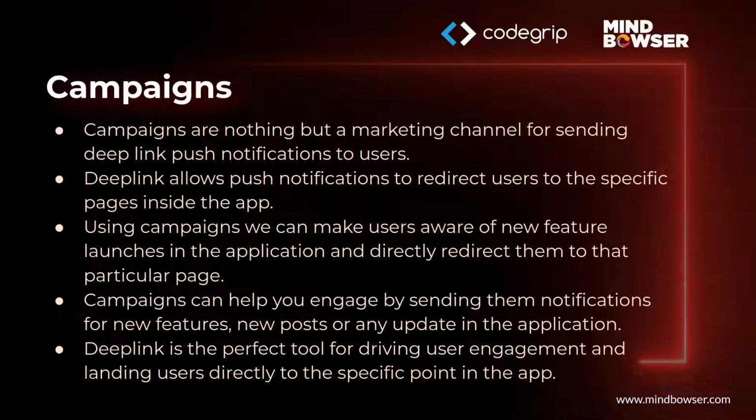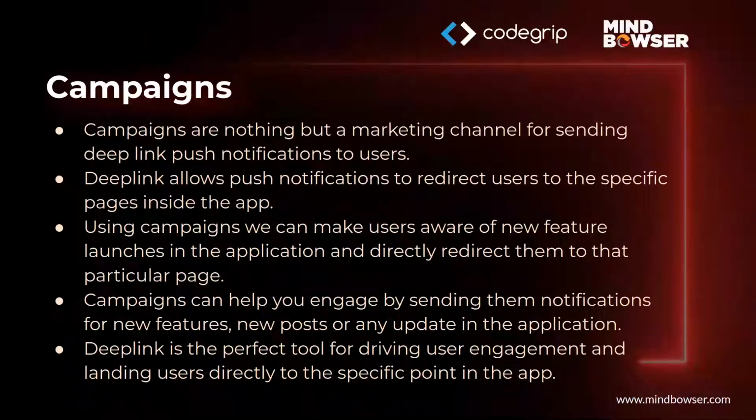Using campaigns, we can make users aware of a new feature in the application. With the help of deep link, the user can be redirected directly to that particular page. So what does the campaign do, and how does it help the business and the application to grow? With campaigns, we engage the user by sending notifications. We make them aware of a new feature, new post, or any update in the application. And on click of the notification, the user can directly navigate to that particular screen, which helps to increase user engagement in your application.